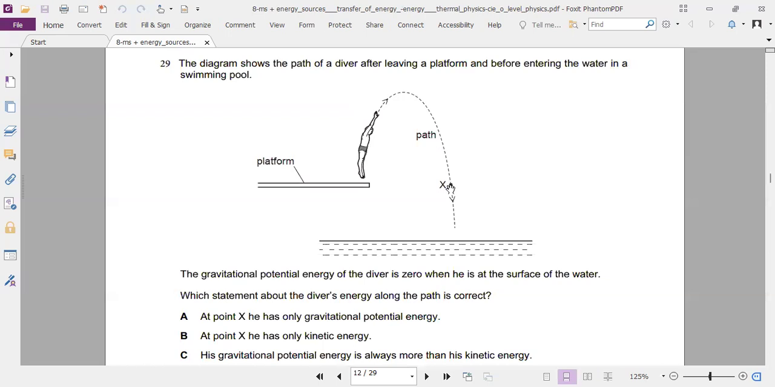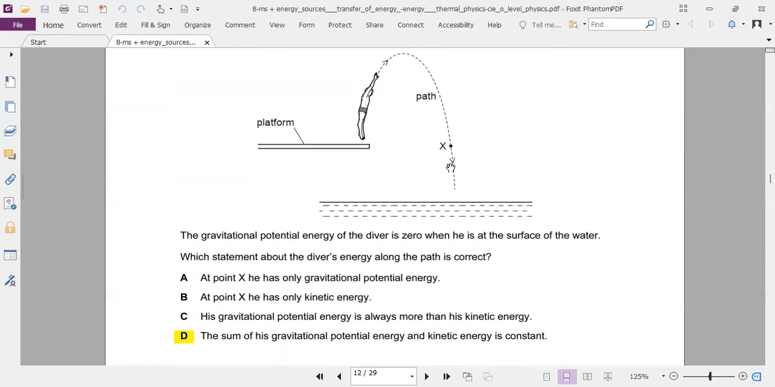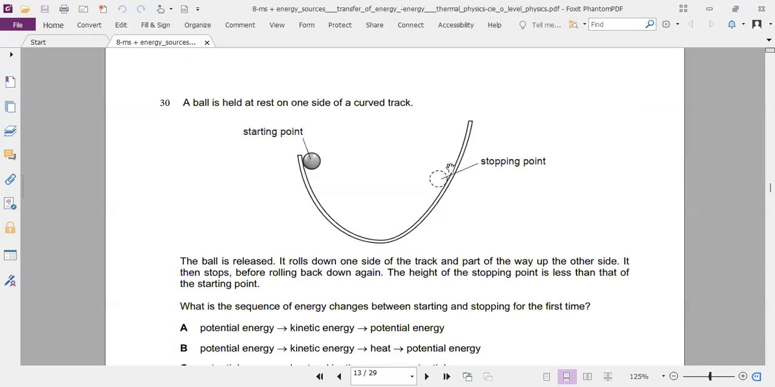So at X, the sum of GPE and KE is constant. That's the only statement that works, because when he moves up, GPE is high and KE is 0. As he starts moving down, GPE decreases and KE increases. But at any point, GPE plus KE are the same, constant. That's the law of conservation of energy applied here.